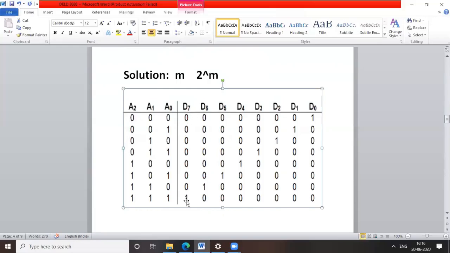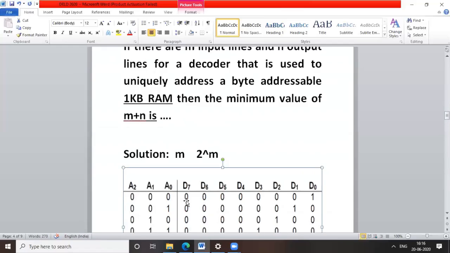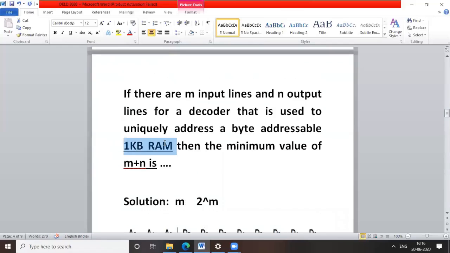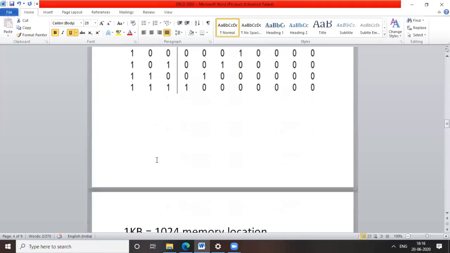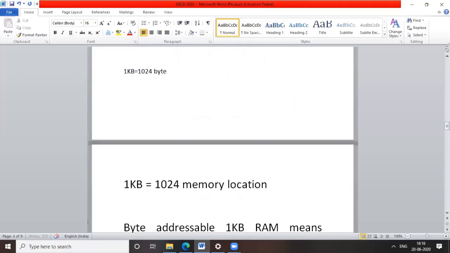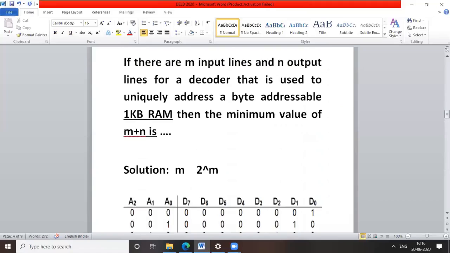In this example, this decoder is used for memory interfacing. To solve this problem, first of all, you have to understand what is meant by 1 KB RAM. 1 KB is equal to 1024 bytes. I hope you have understood the meaning of 1 KB. So 1 KB means 1024.